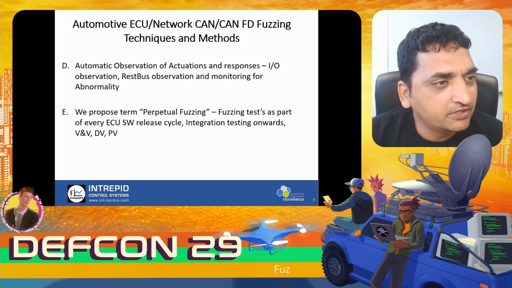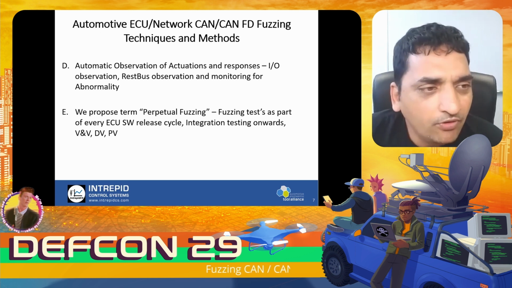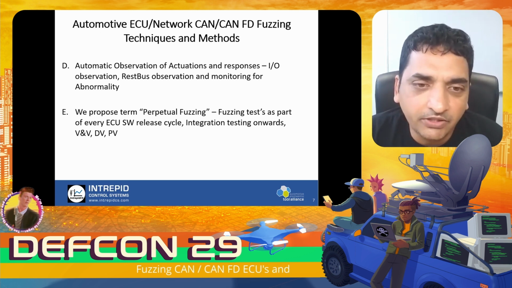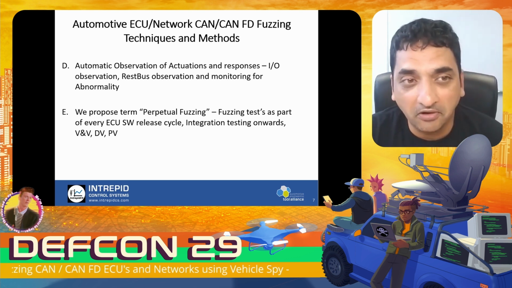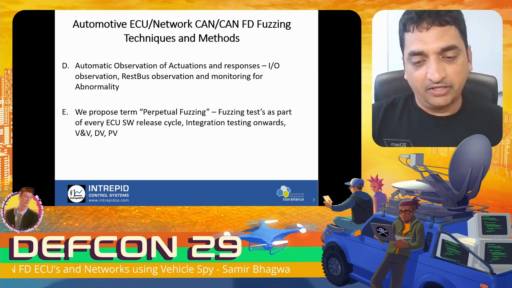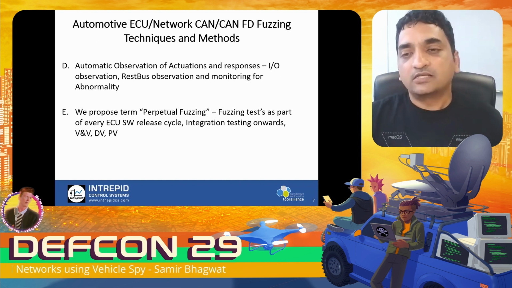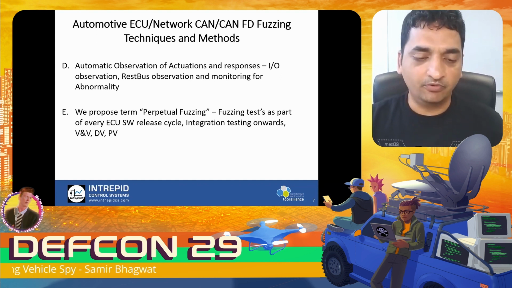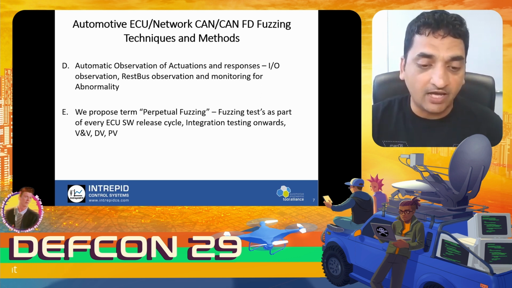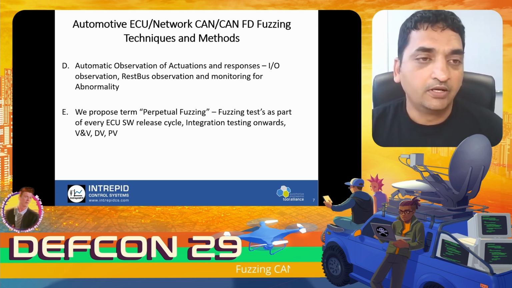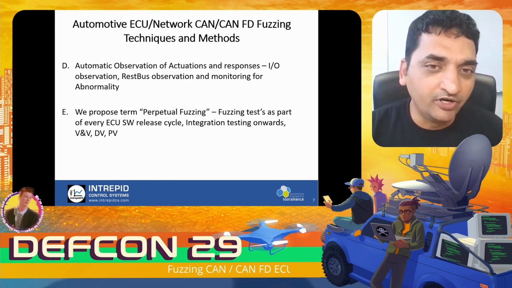Let's look at some more techniques here. As I mentioned before, it's important to understand if the DUT response is valid, invalid, unexpected, or abnormal. So in the automotive world, rest bus awareness is the key. How is the rest bus behaving? How are the other nodes behaving when I am, for example, doing a mutational fuzzer? It's very important to get the feedback from the network.